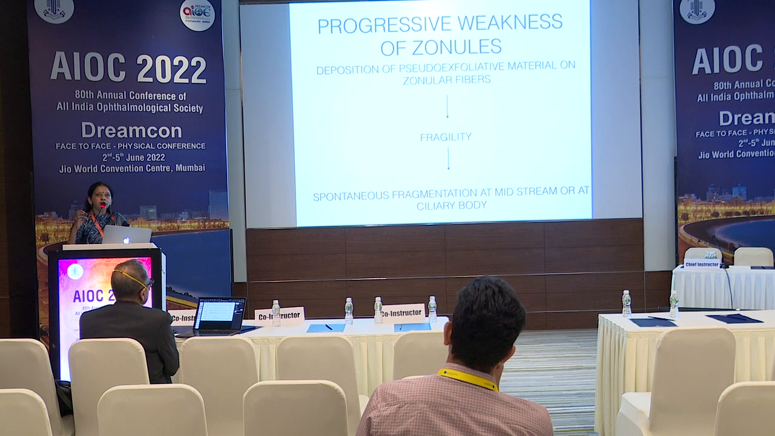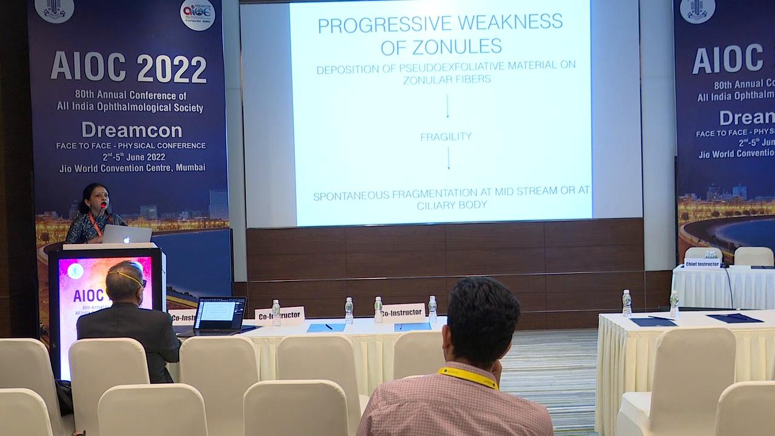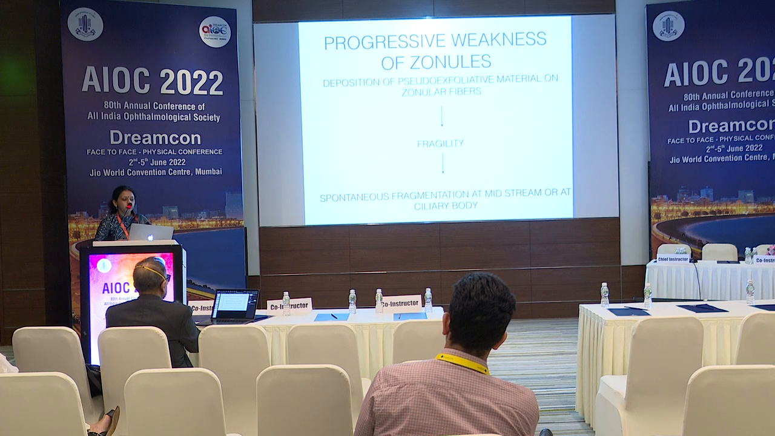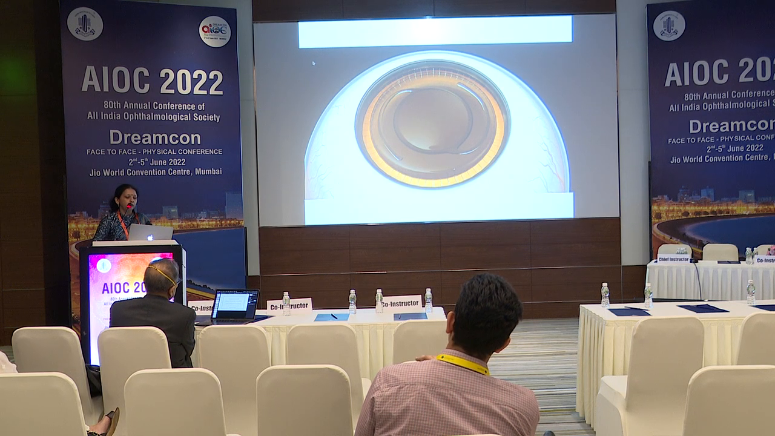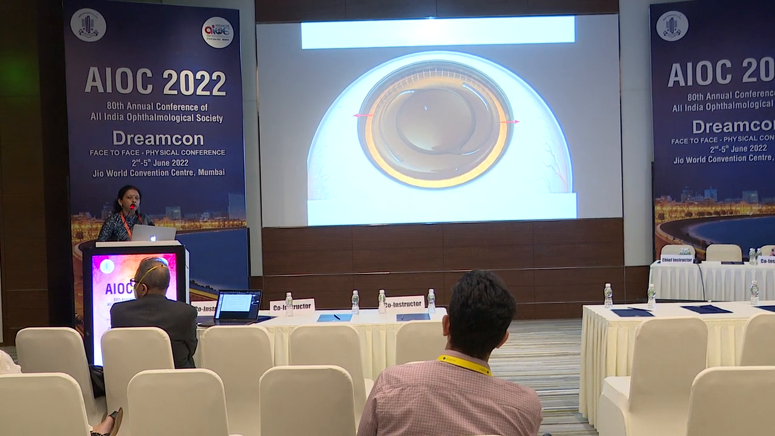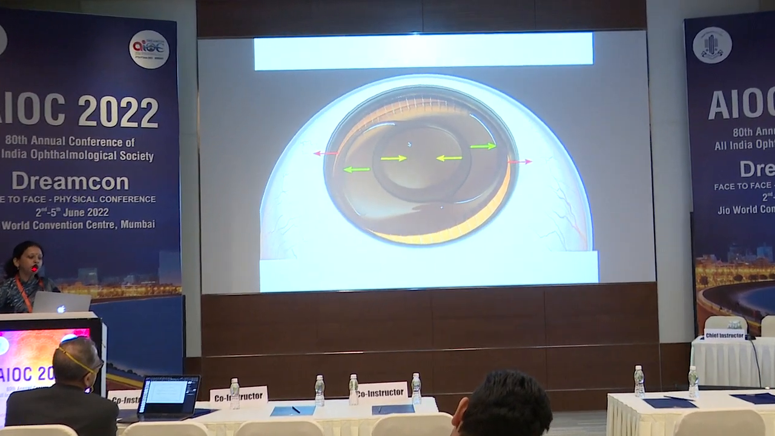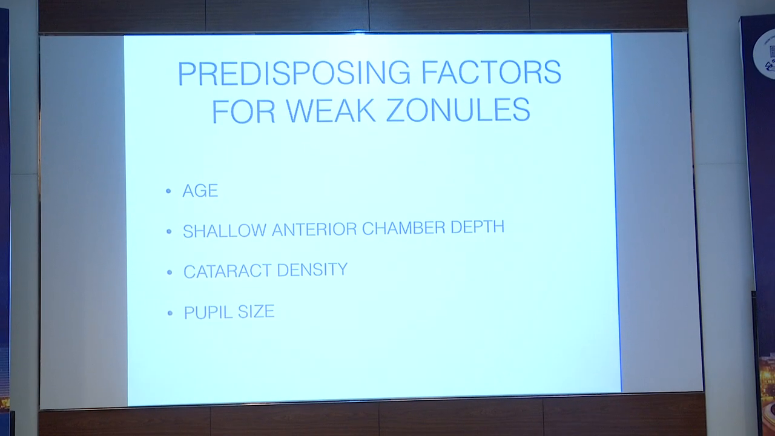What happens is, because of the deposition of this fibrillar material, the zonules start becoming fragile. And various enzymatic action occurs over the zonules, and because of it there is fragmentation of the zonules at the ciliary body, which leads to zonular weakness, or it can lead to a progressive zonulopathy. In the eye, the forces which are acting are, the zonular force is a centrifugal force along with the haptic, and the anterior capsular rim is a centripetal force.